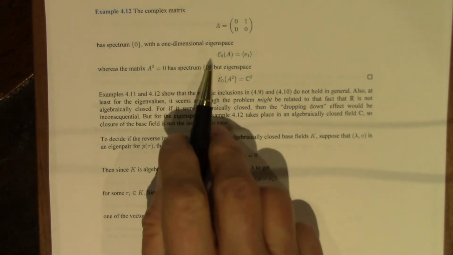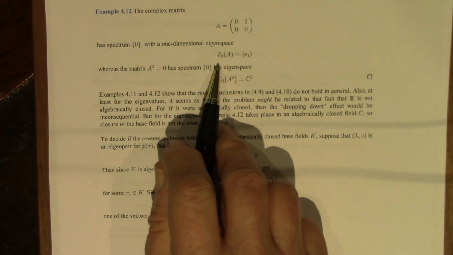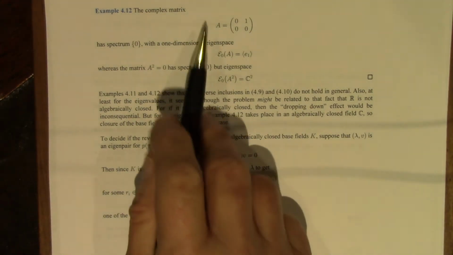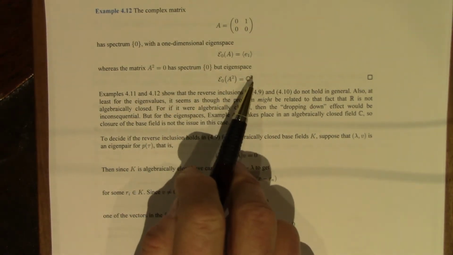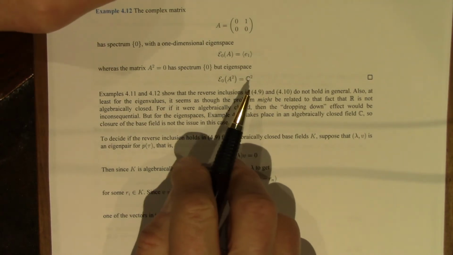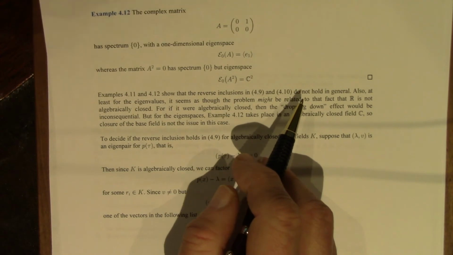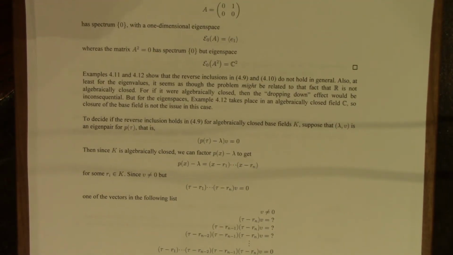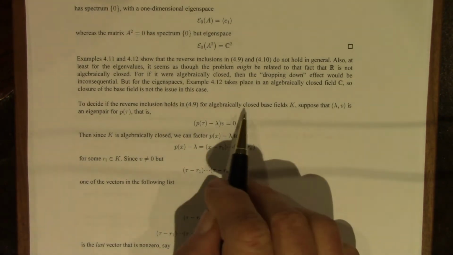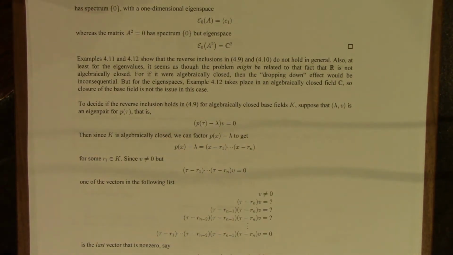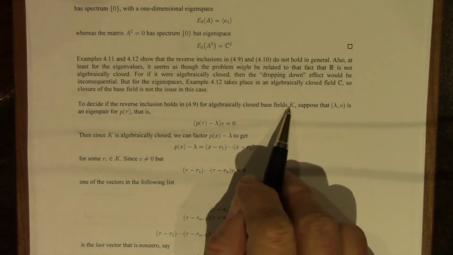But this example shows that for eigenspaces, for eigenvectors, it doesn't matter. This is all done in the complex field, and we still have a strict inclusion. So we take a closer look at the situation for eigenvalues under algebraically closed base fields. I'll call that K an algebraically closed base field.